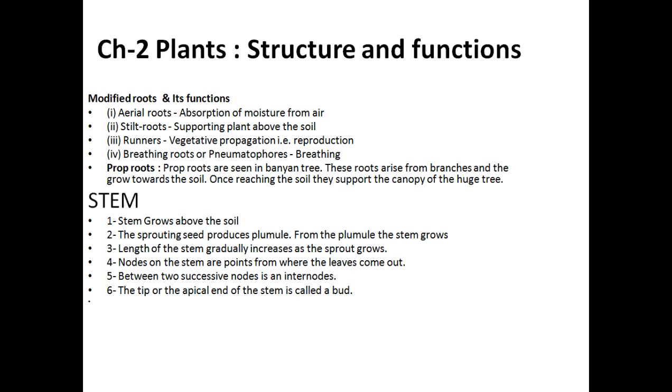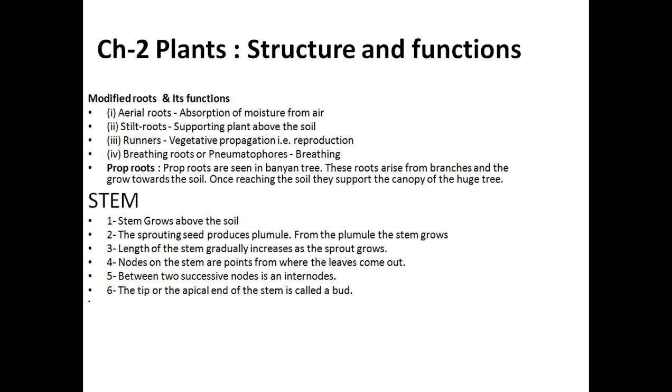Runners: vegetative propagation, that is reproduction. Sometimes you will see runners in a plant, a different variety also. You will see in runner plants how they actually run due to the help of that modification of root. Everywhere you will see a tendril or a form of modified root comes out of the plant, and they hold that particular wall, or they hold the particular floor to give them support. Breathing roots or the pneumatophores, that is breathing, it's just known as the breathing roots or pneumatophores. It's like pores, but it's a root only.